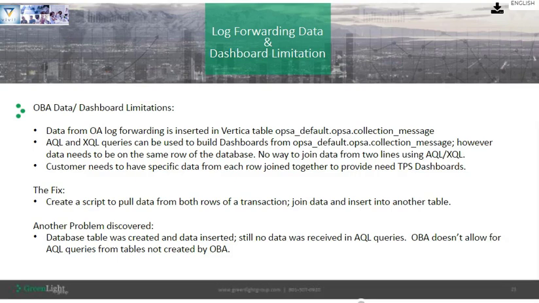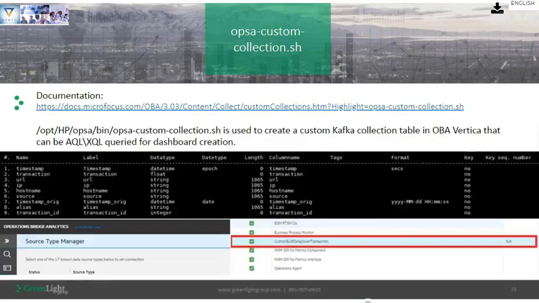My first solution was to just create a table within the database, and create a script to join the data and insert that into the table. Well, we came into another problem: OBA doesn't allow AQL queries against tables that are not created by OBA. So we had to come up with another solution. Moving forward, we use this opsa-custom collection script that's on the application server.